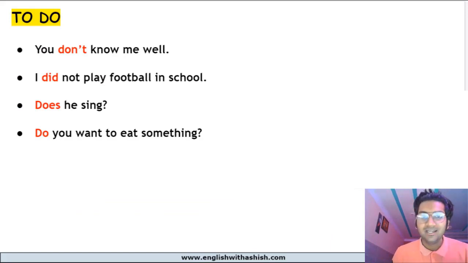Now, to do. In to do, we have three auxiliary verbs, three helping verbs. These are do, does, and did. All these verbs are followed by the first form of a verb. Let's look at these examples and understand these.